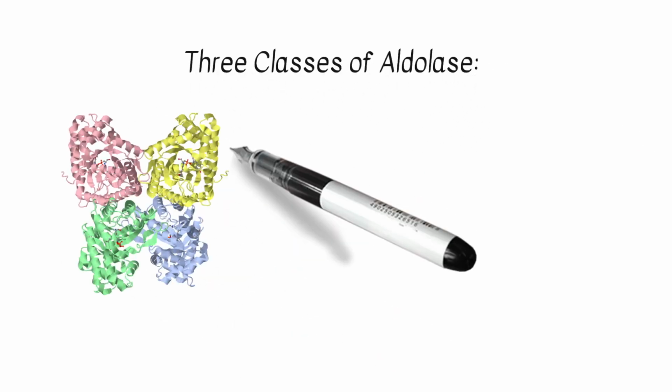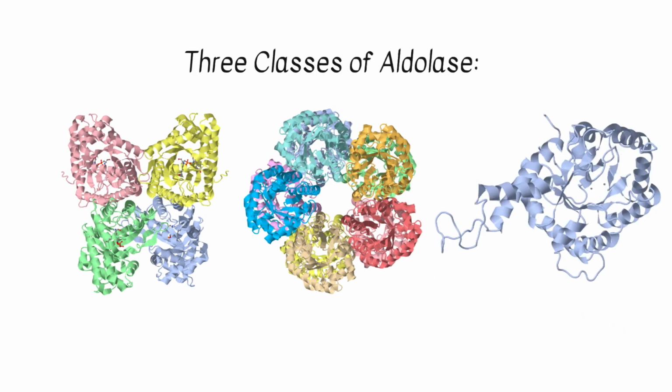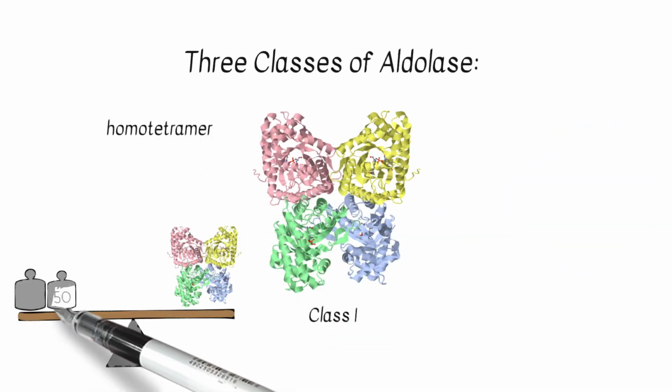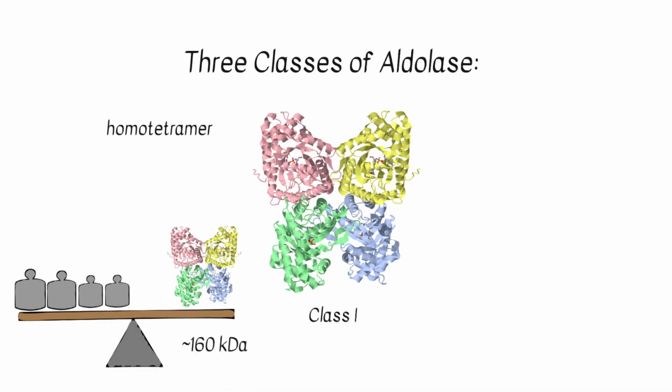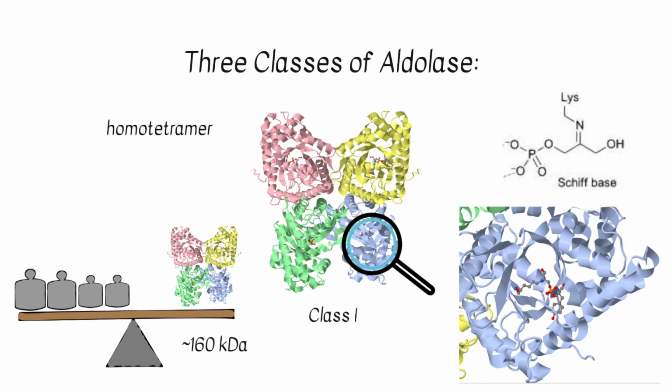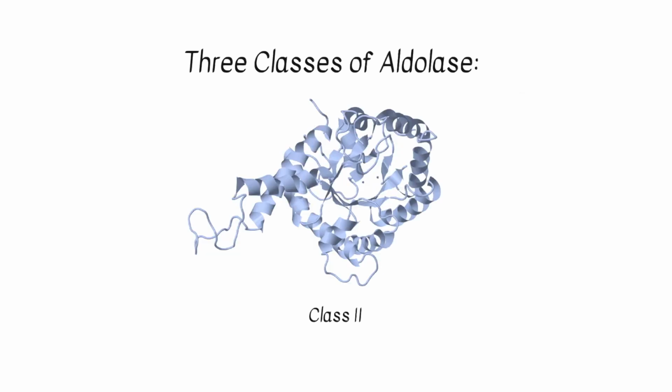There are 3 different classes of aldolases: Class 1, Class 1A, and Class 2. Class 1 aldolases typically form homotetramers, with a total molecular weight of approximately 160 kilodaltons. These aldolases utilize the lysine residue within the active site to create a stabilizing Schiff-base intermediate with a substrate. The enzyme shown here is found in our muscle cells and captures the lysine residue 229 covalently bonded to the sugar, when the sugar molecule has been cleaved, leaving only half in the active site.